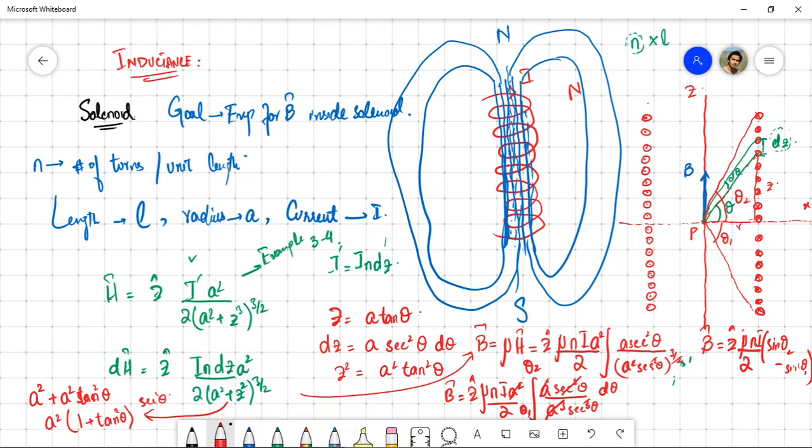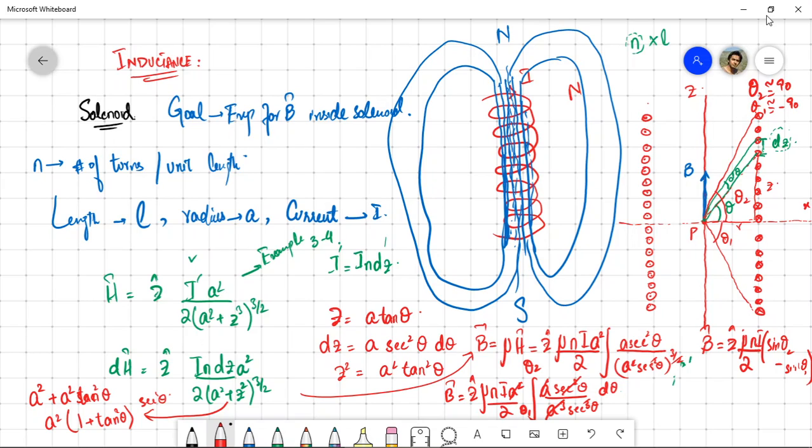He's saying that if the length of this solenoid is way too large and we are at the center of this solenoid, then obviously if this is going upwards and upwards, then as a result this theta 2 will most probably be approximately equal to 90 degrees, and similarly theta 1 is going to be approximately equal to minus 90 degrees.